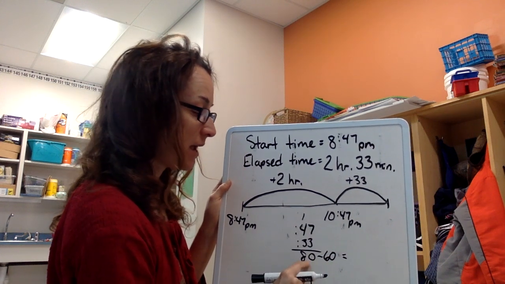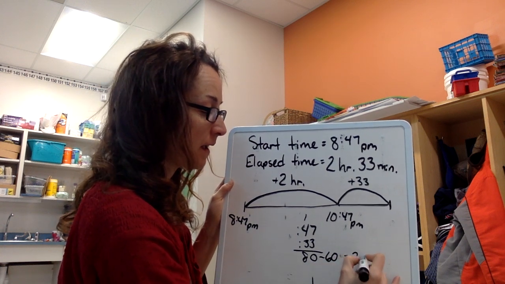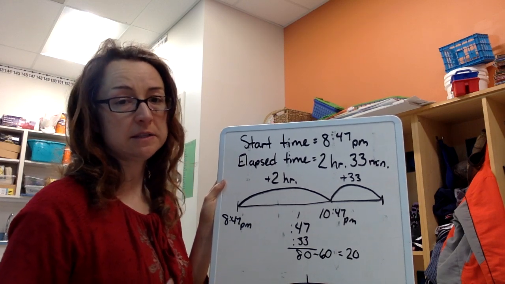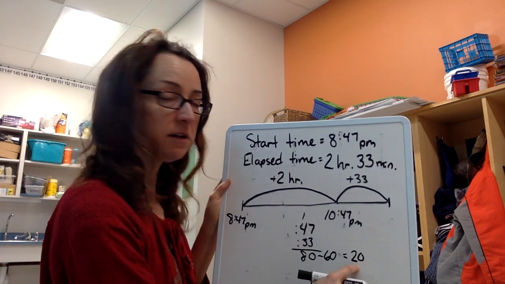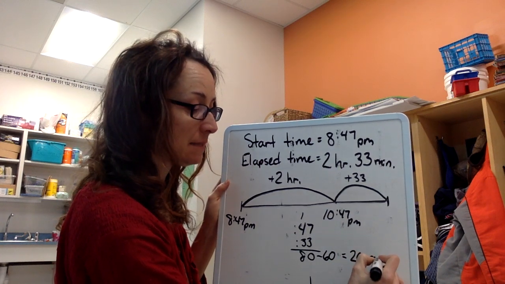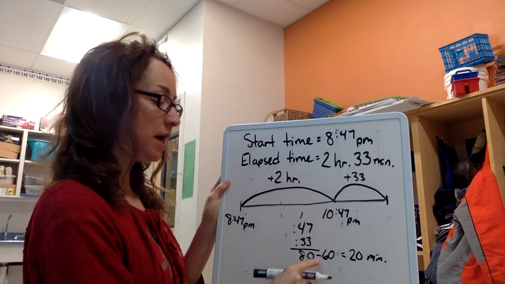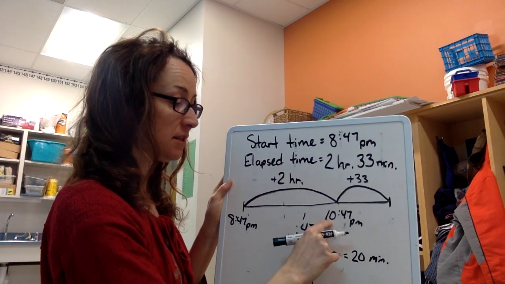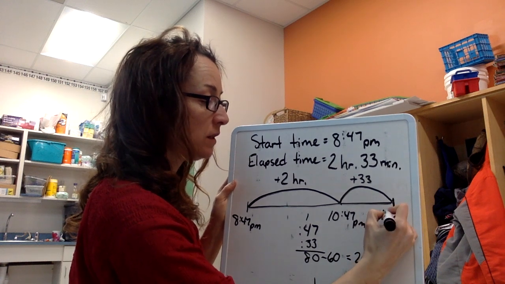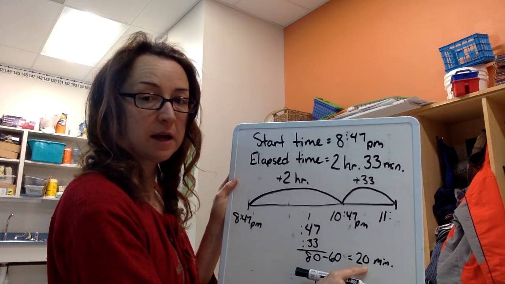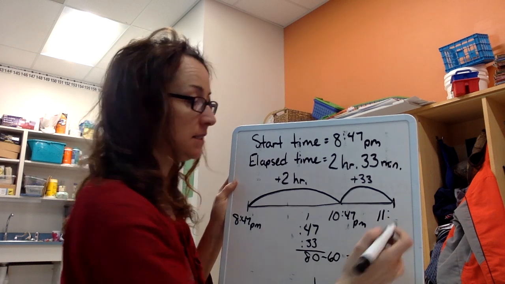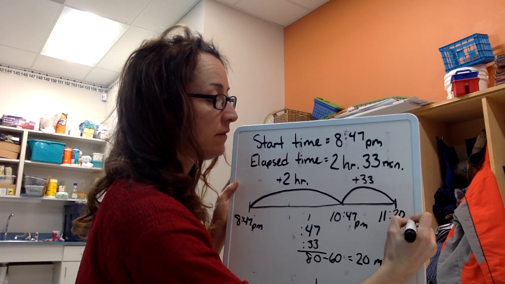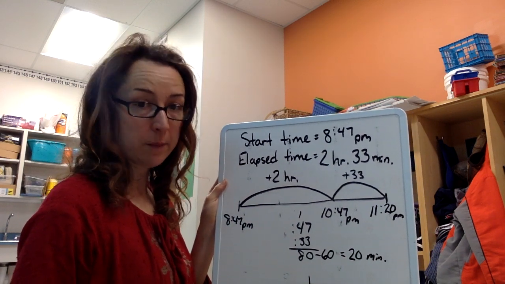So I've got 80 minus 60, and because those are my tens, those are base numbers, I can easily say that 80 minus 60 is 20. So here's my 20, and this is minutes, okay? So I know I'm going to go to my next hour, okay? So that's going to bring me from 10 to 11, and then I have 20 minutes here. So I'm going to say that my end time is 11:20 p.m.